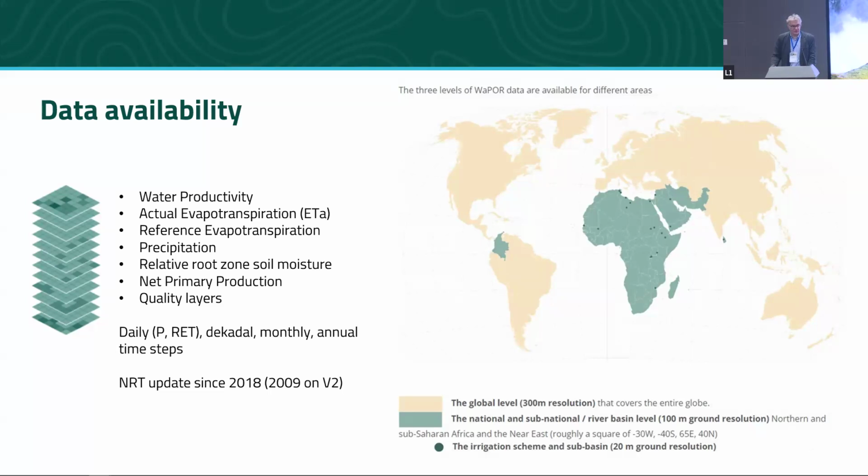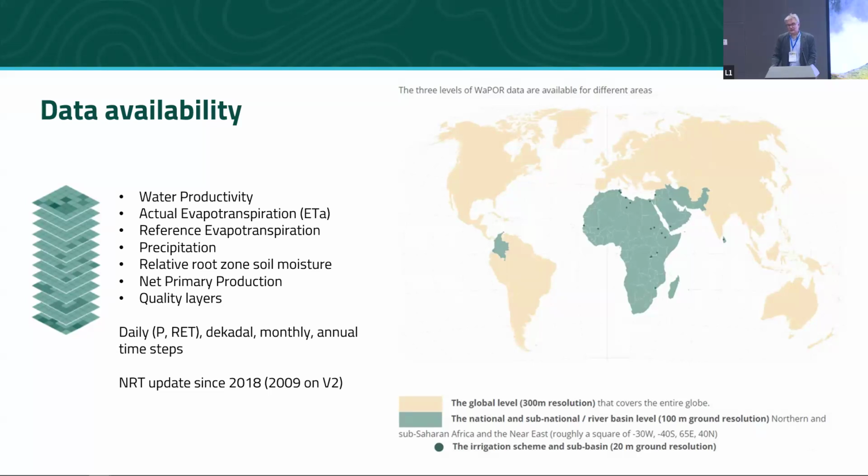Furthermore, we have information on net primary production, which we also use for yield estimations, and a whole set of quality layers, which tells you a little bit about how reliable the data is and which time series the data points are based on. So the system is available in 3 levels.